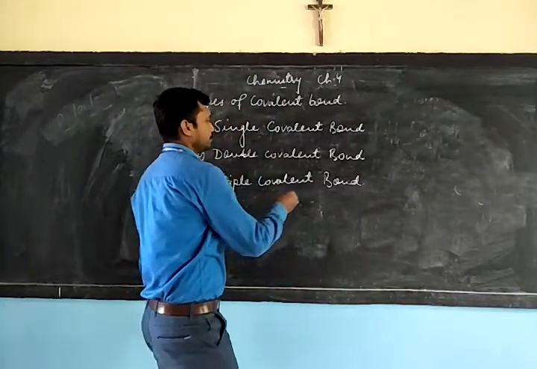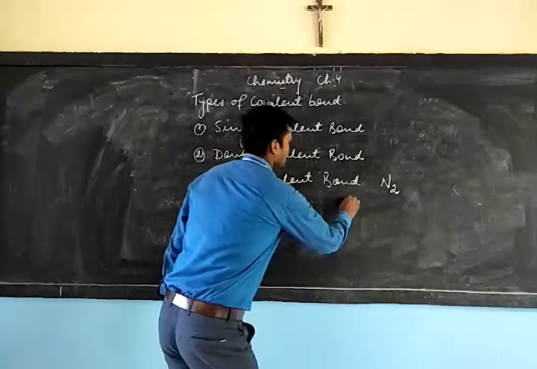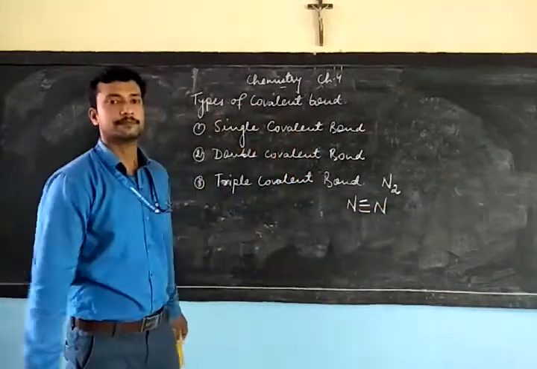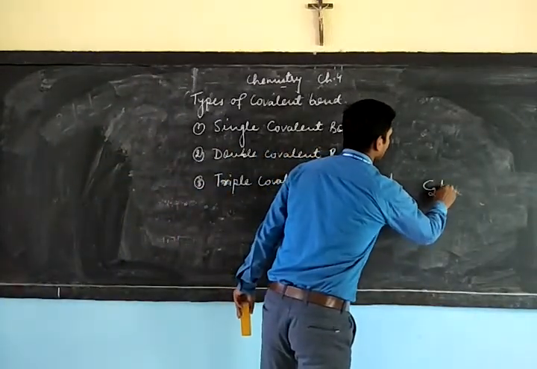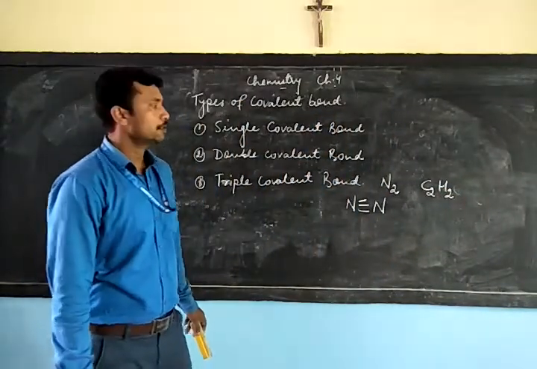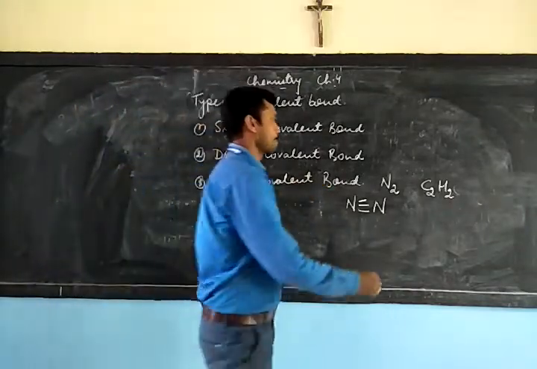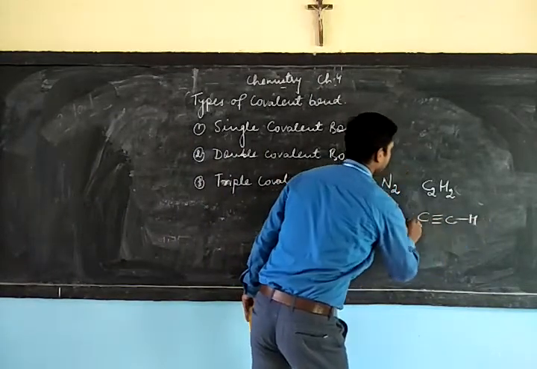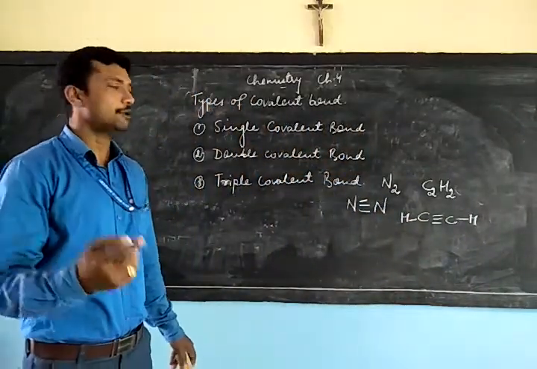We have an example like N2, that is the nitrogen molecule. So there will be 3 bonds between 2 nitrogen atoms. Another example can be C2H2, which is called ethyne or acetylene, where in this case you will find the triple bond between 2 carbon atoms. And there will be 2 hydrogen atoms bonded with carbon atoms with a single bond.